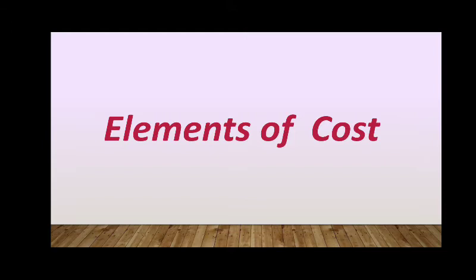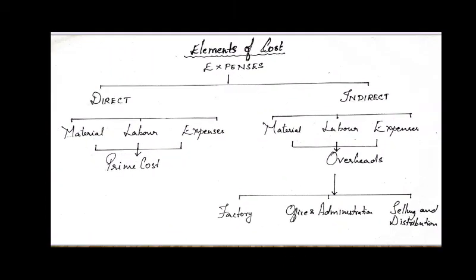Now these expenses are divided into two, that is direct and indirect. So what comes under direct cost? Direct material, direct labor, direct expenses. Together this cost is prime cost. Next is the indirect cost: indirect material, indirect labor and indirect expenses. Together these elements are called as overheads.